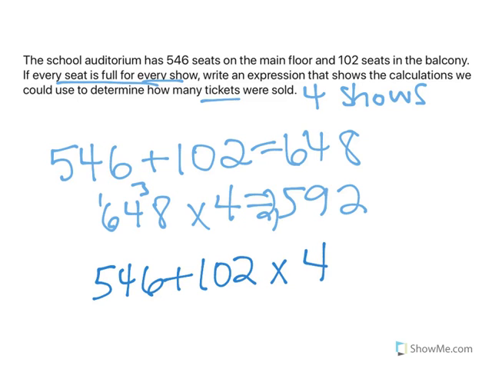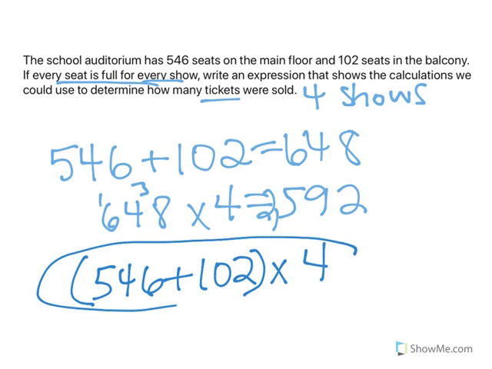Now, the way that we have it written right here, it does not follow our order of operations because addition usually comes after multiplication. So the way that we make sure that our addition comes before multiplication is by adding those parentheses. So there's the expression that we could use to figure out how many tickets were sold.